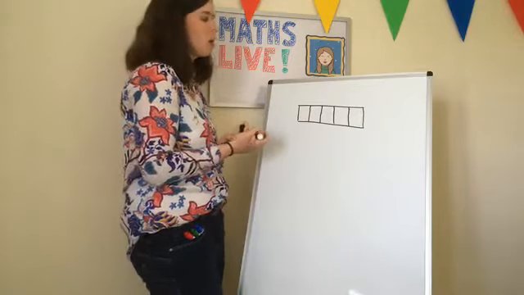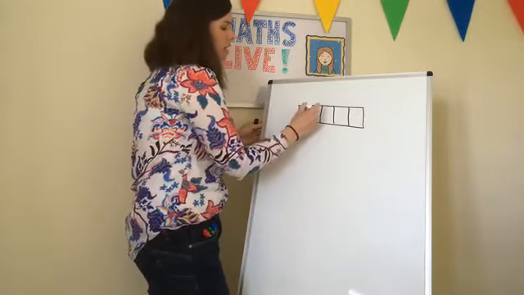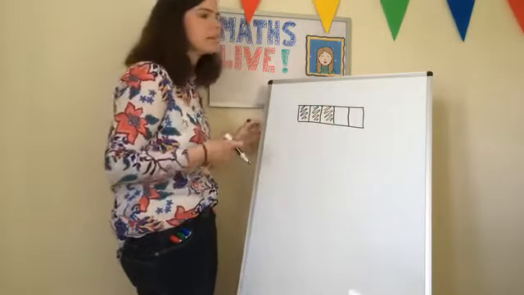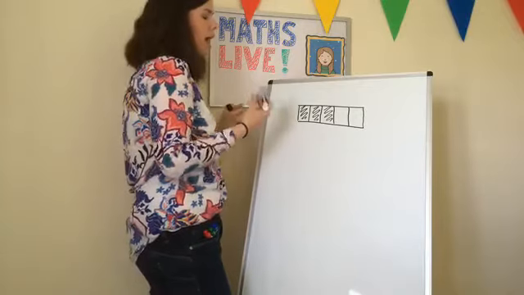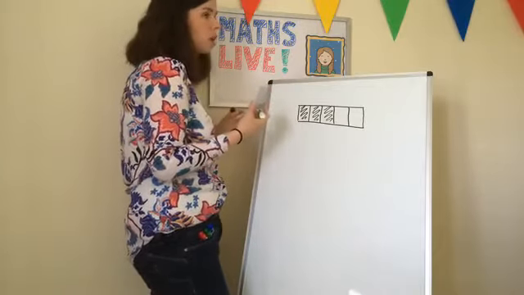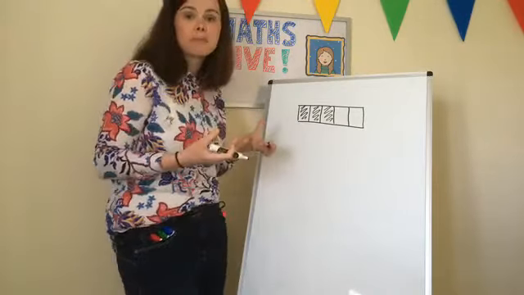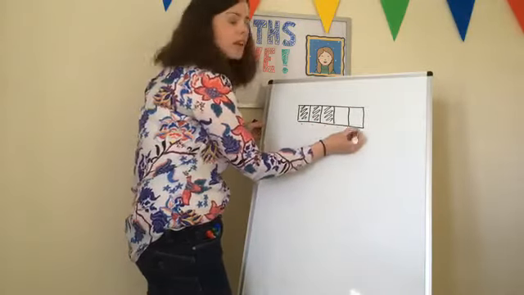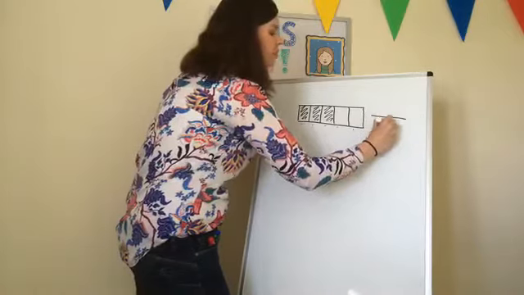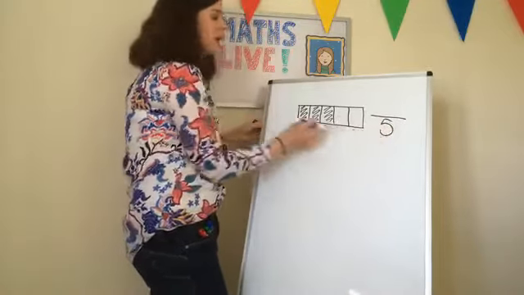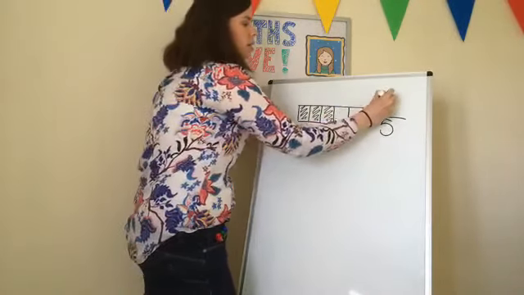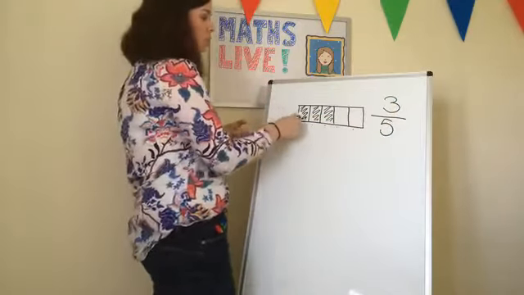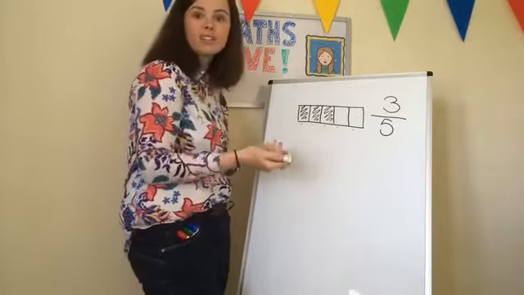And if I shade in 3 parts, so it could be that 3 parts have been eaten, doesn't really matter, the question would be, what fraction of that shape has been shaded? How many parts are there in total? There's 5. So 5 is my total. How many parts have been shaded? 3. So the fraction of the shape that we're looking for is 3 over 5.